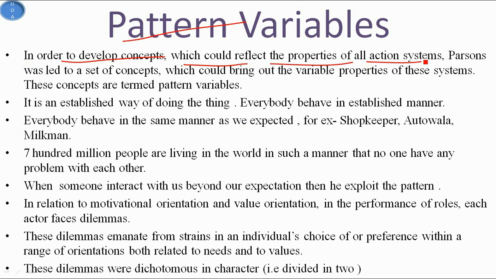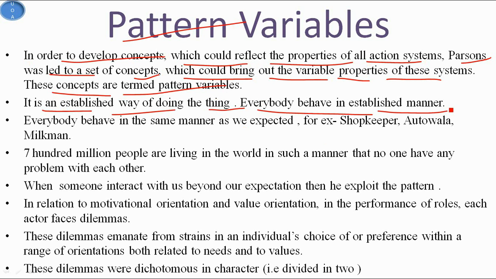So in order to develop concepts which could reflect the properties of all action systems, Parsons was led to a set of concepts which could bring out the variable properties of these systems, and these concepts are termed pattern variables. It is an established way of doing things. Everybody behaves in an established manner, in the same manner as we expect. For example, a shopkeeper will behave like a shopkeeper, an autowala like an autowala, and a milkman like a milkman.